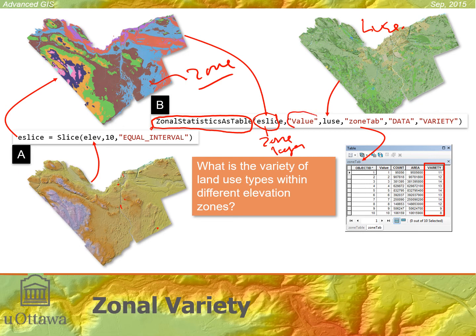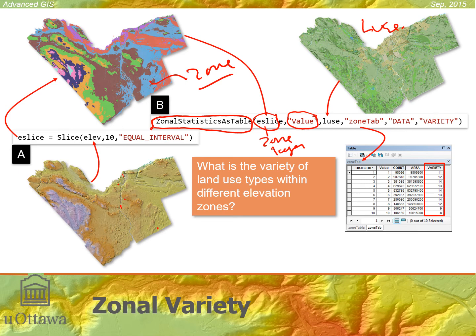Then the column that will be used in the zone layer, which is value here. The column value is 1 to 10, which is the output for the slice function, with 1 being the lowest value of elevation and 10 being the highest range of elevation.